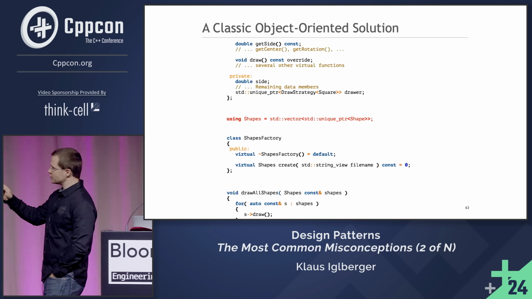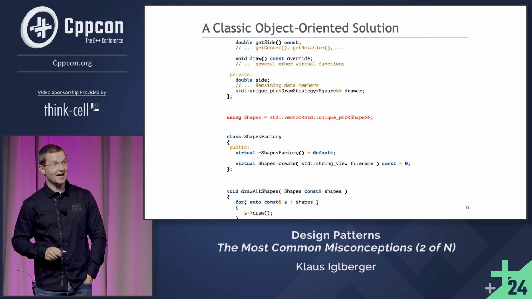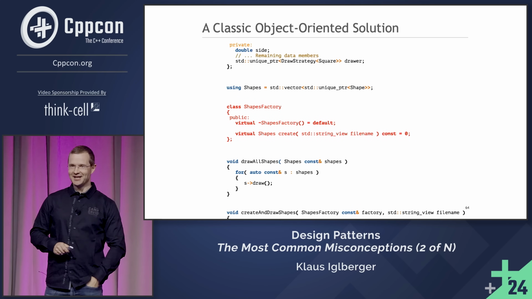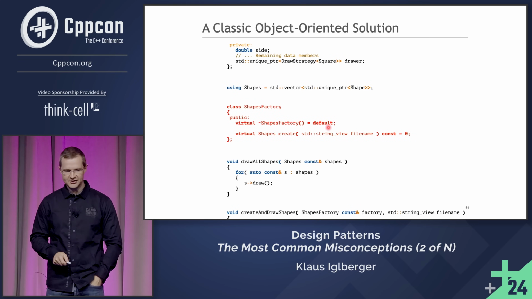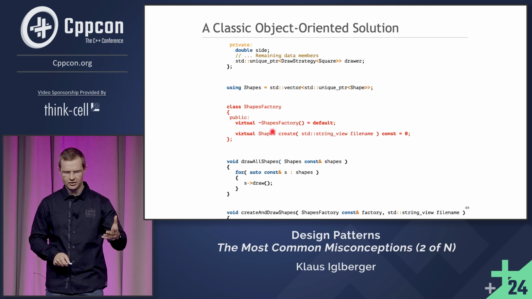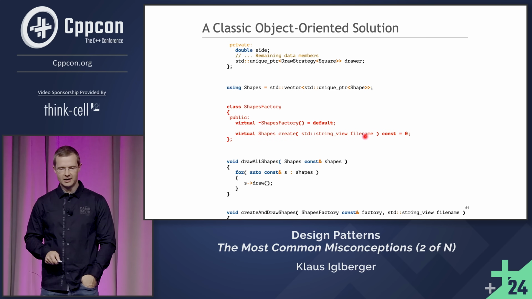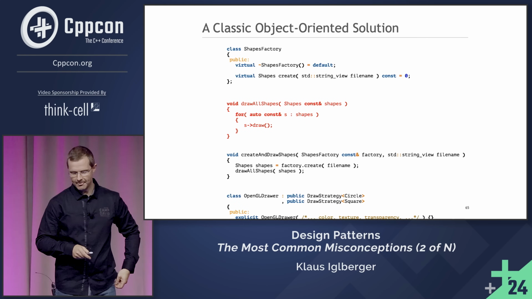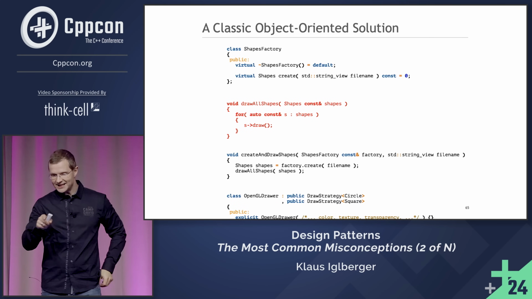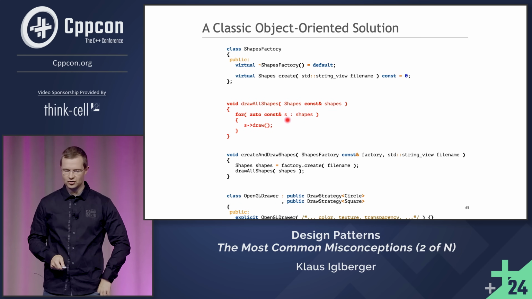How do you get one of those? Well, of course, with a factory. Now it's getting fun, right? A shapes factory. The shapes factory is an interface to create some shapes, an entire vector of shapes, say from a file. I read everything in from this file. And then I want to draw all the shapes. So the draw all shapes function takes one of these vectors, one of these many shapes, just traverses all of them and draws them. Reasonably simple.